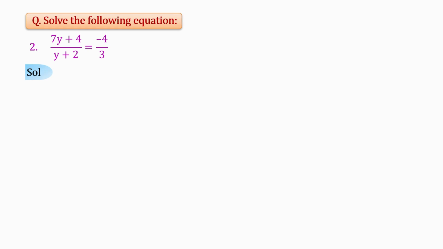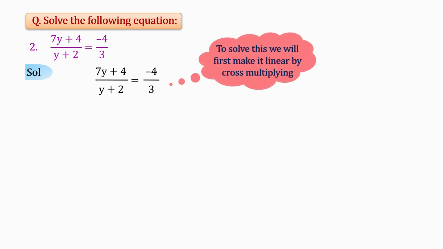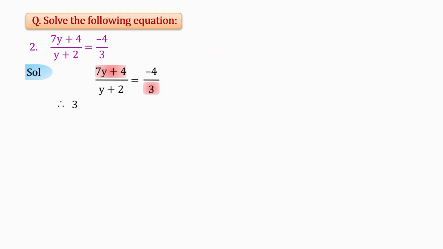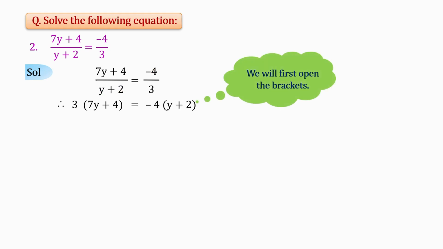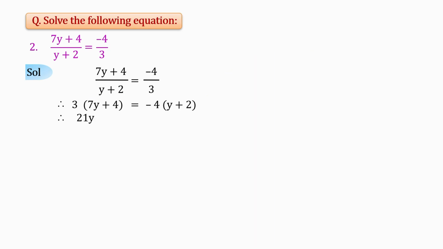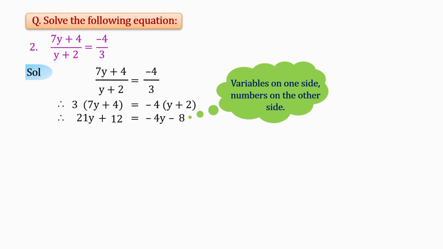Now another problem, 7y plus 4 by y plus 2 equal to minus 4 by 3. So first we are going to make it linear by doing the cross multiplication. So 3 will be multiplied with 7y plus 4 and minus 4 will be multiplied with y plus 2. So we are going to open the bracket first. Be careful about this step. Minus 4 is going to multiply with plus 2. So that's why it becomes minus 8.